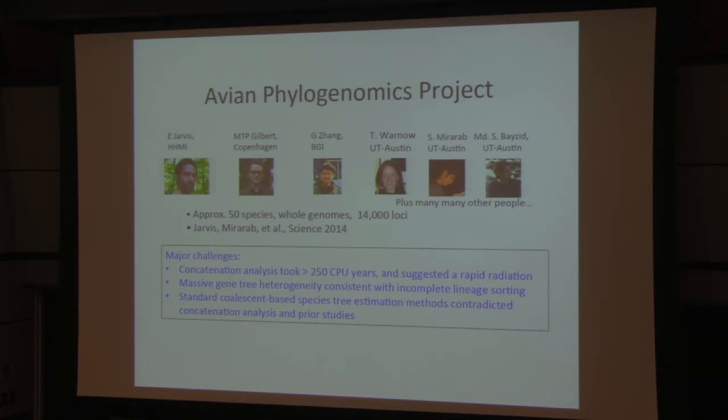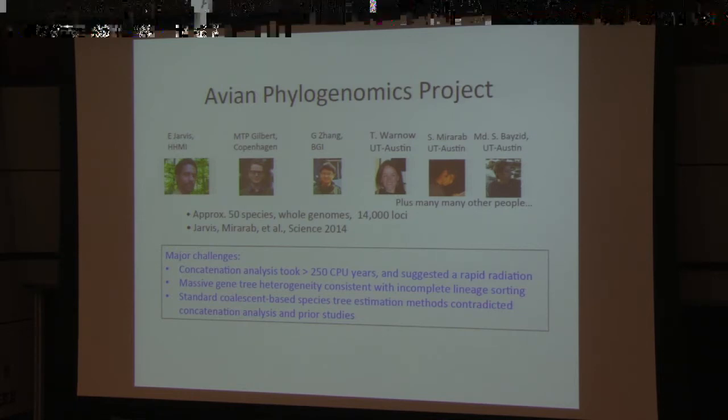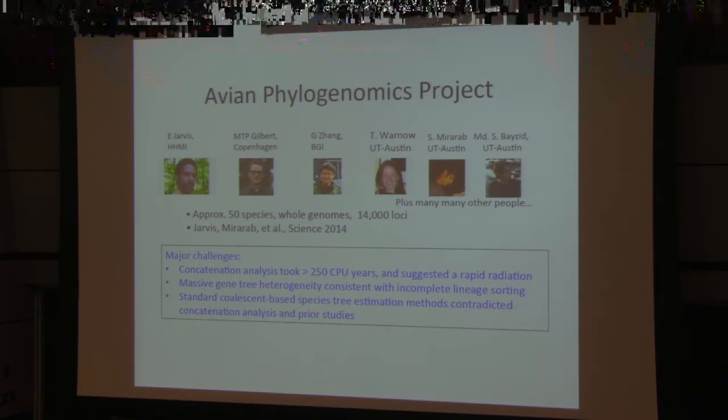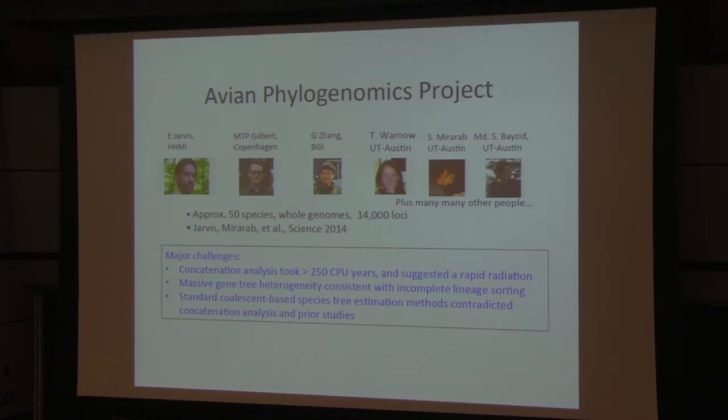And the people on this project were arguing with each other about what to show. Should we publish both trees? Should we publish one tree? If we publish one tree, which one do we publish? It was a really big mess. Okay? So that's what I want to point out.